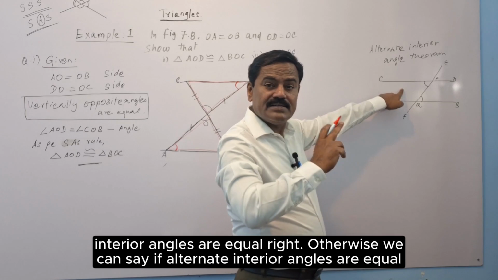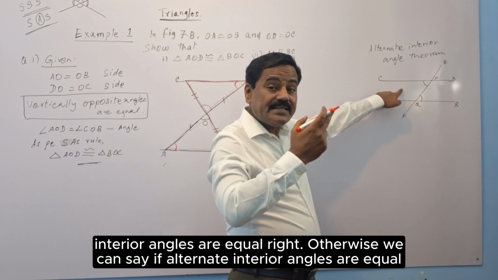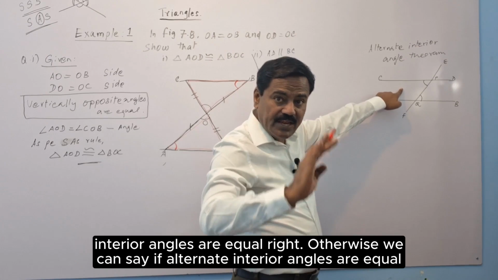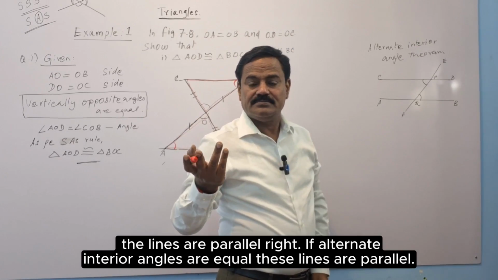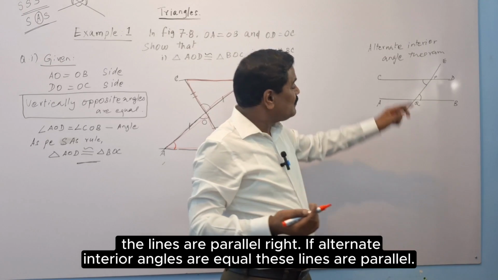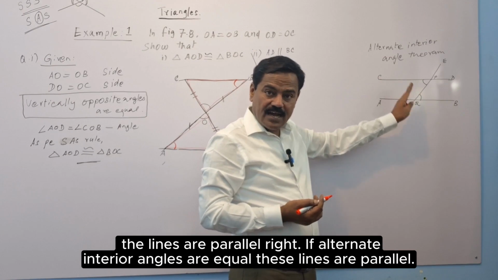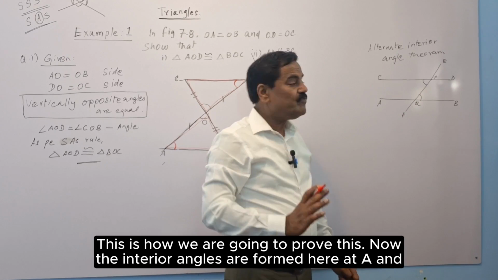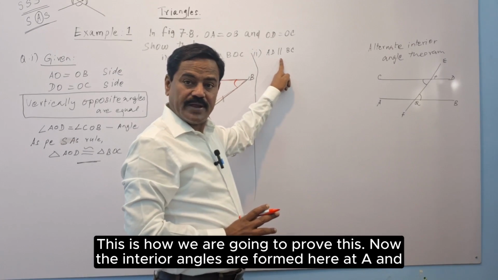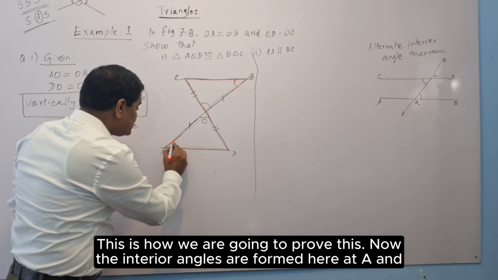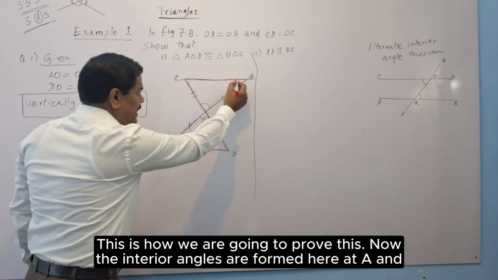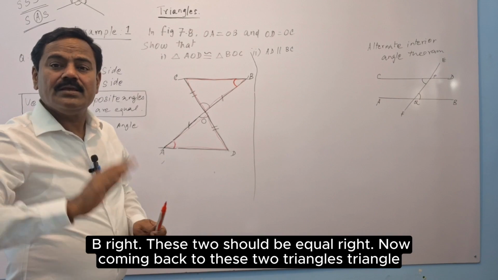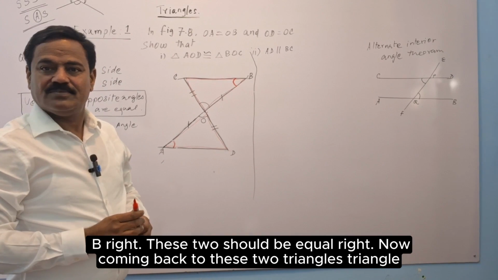Alternate interior angles are equal, right? Otherwise, we can say if alternate interior angles are equal, the lines are parallel, right? If alternate interior angles are equal, these lines are parallel. This is how we are going to prove this. Okay. Now, the interior angles are formed here at A and B, right? These two should be equal, right?